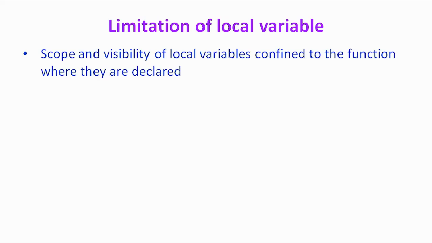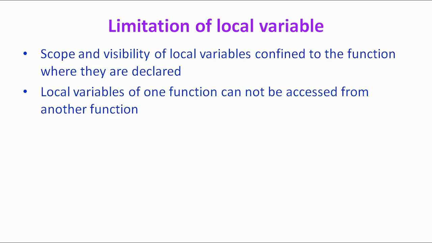The need for arguments and return values arises due to the limitation of local variables. As we have already discussed, the usage of local variables is confined to only one function in which they are declared. That is the scope of local variables. They are neither visible nor accessible outside their function.